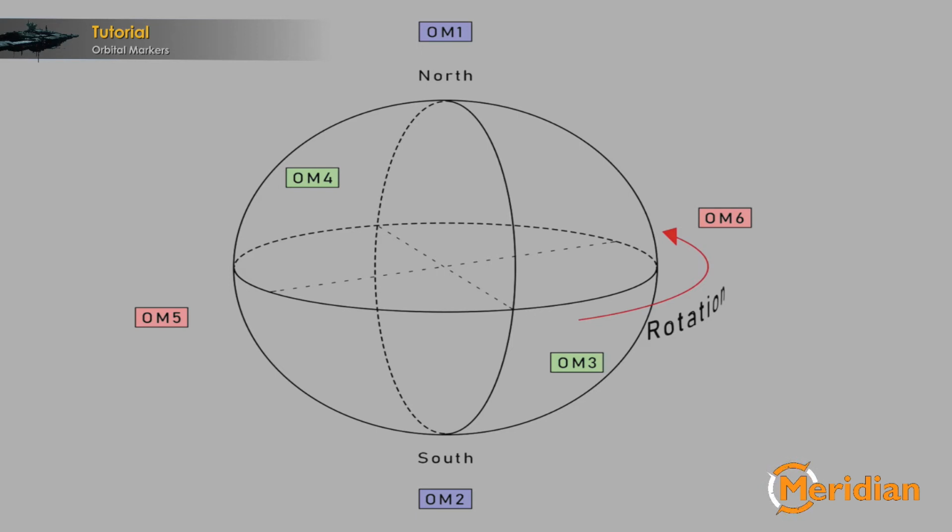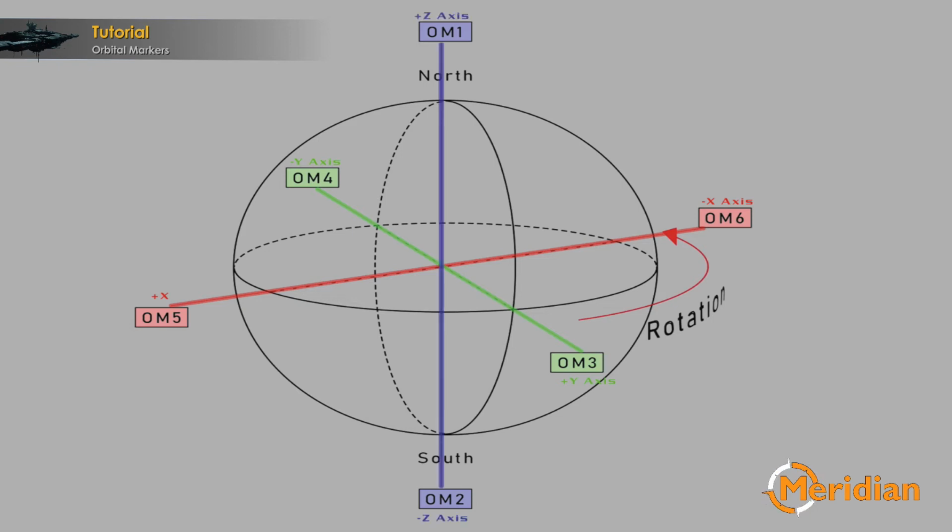So, we have here the red x-axis with OM5 and OM6. Then the green axis with OM3 and OM4 as a pair. And finally, we have OM1 and OM2 on the z-axis.